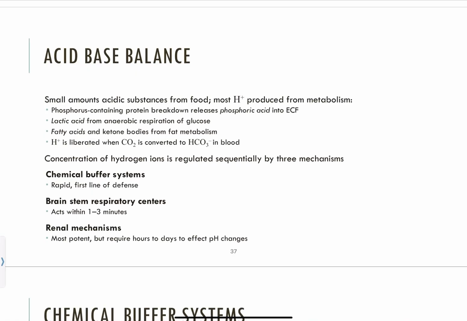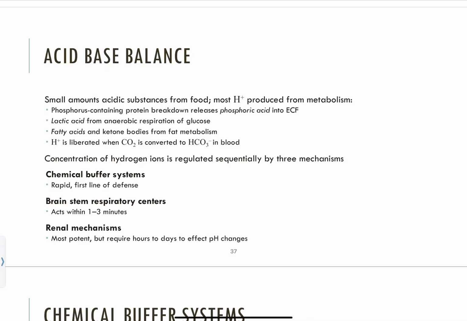Okay, so we have three buffer systems that are important. Chemical buffer systems, we have them readily available, ready to act. We've already talked about one, that was the carbonic acid bicarbonate buffer system. We'll talk about two more chemical buffer systems we have.